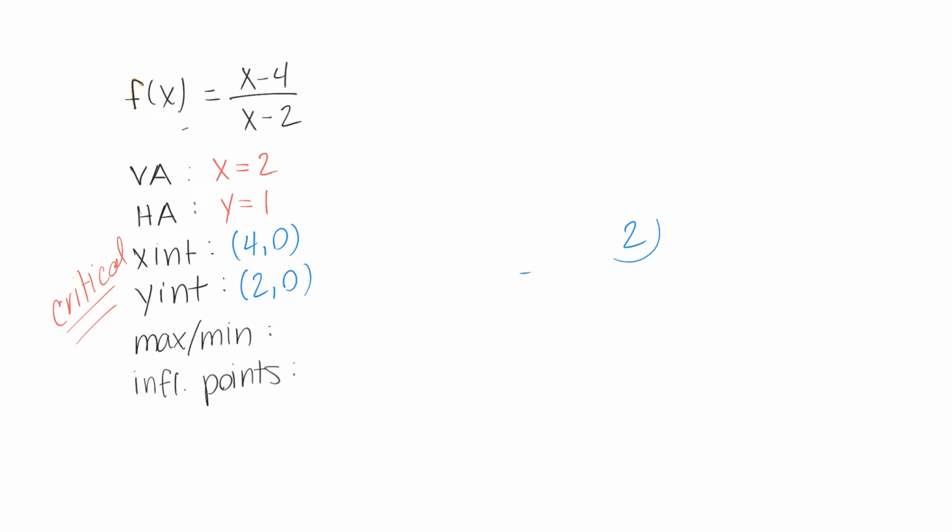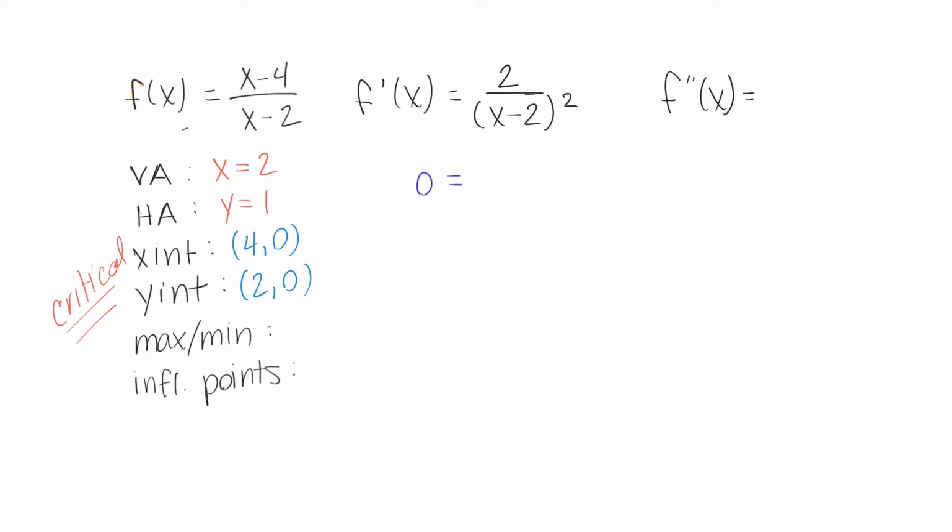Good grief. Okay. You're going to need to use the quotient rule to find the first derivative. So we need the first derivative and the second derivative if we're going to find our max, min, and inflection point. So hit pause. You go figure that out. Let me know when you're done. Okay, got it. So our first derivative should be 2 over (x minus 2) squared. Everybody get that?